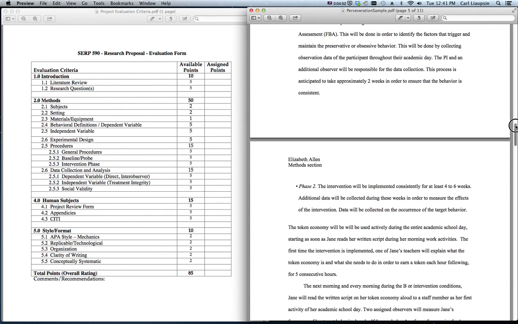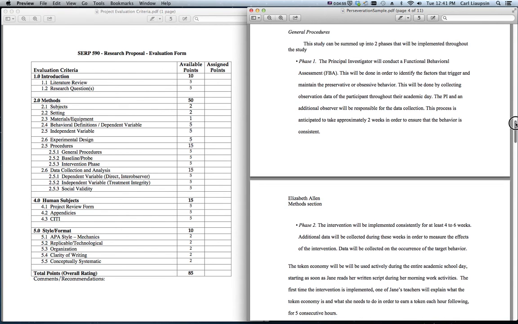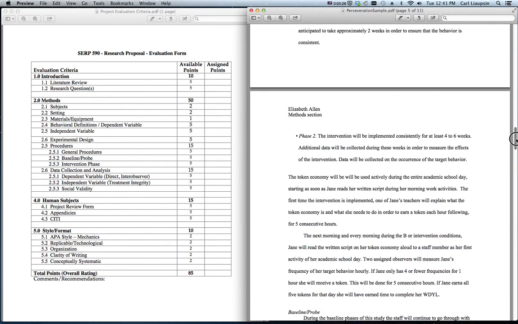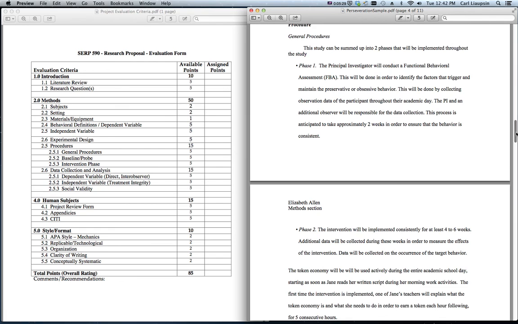That should help. And then, as far as the remaining general procedures, it is what is basically going to happen? In short, in layman's terms, what is going to happen in your intervention? And that starts to look somewhat like the independent variable, except that this describes the entire conduct of your study. Okay.